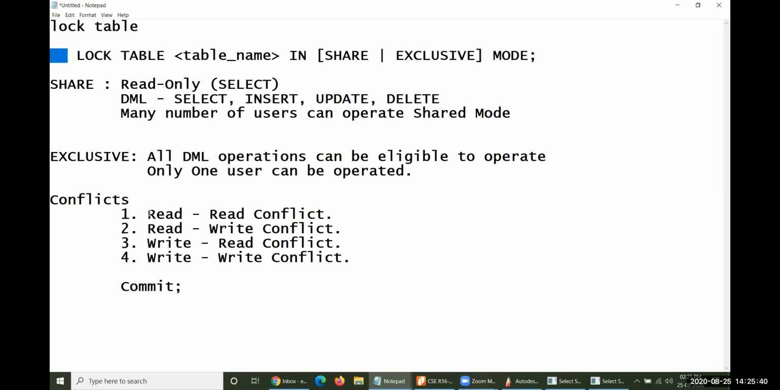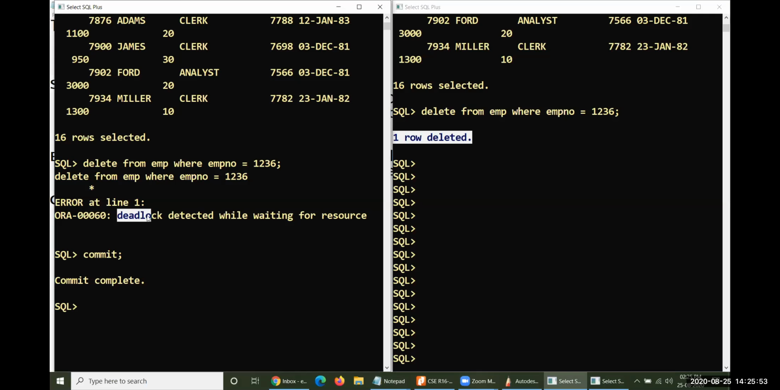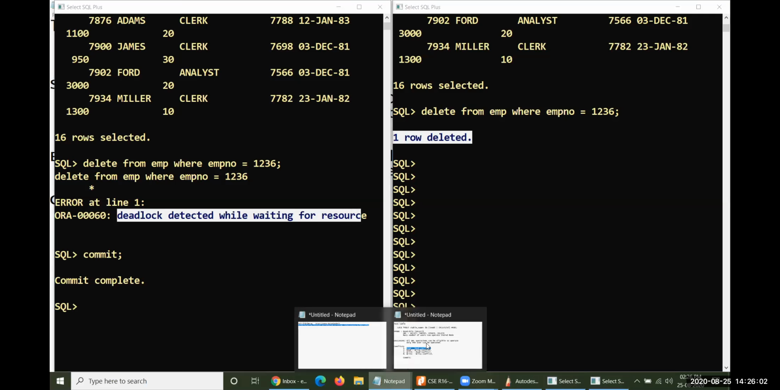Read, in the sense that both operate in share mode. Then if one of those persons operates something other than a retrieval, obviously that particular person will be put into deadlock mode. I hope that you have seen this particular data. I'm selecting here. This is what a read conflict is about.